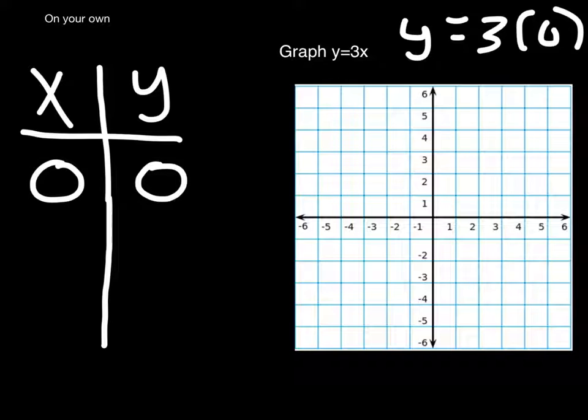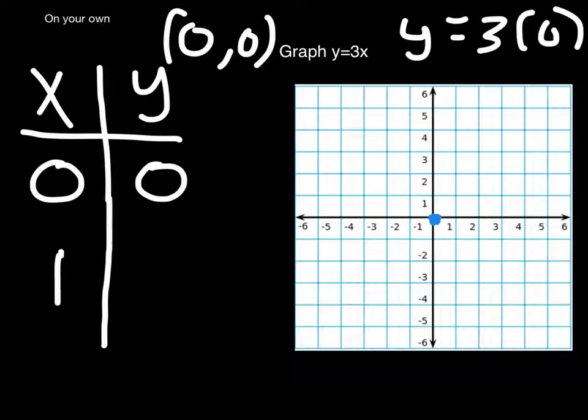So my first point that I can graph is the ordered pair 0, 0. Well, 0, 0 is my origin right there. So I graph that. But I need to draw a line, and I can't draw a line with one point because I don't know what direction it goes. So I'm going to pick another number for x. Probably the second easiest number that will be easy for you to use is 1.